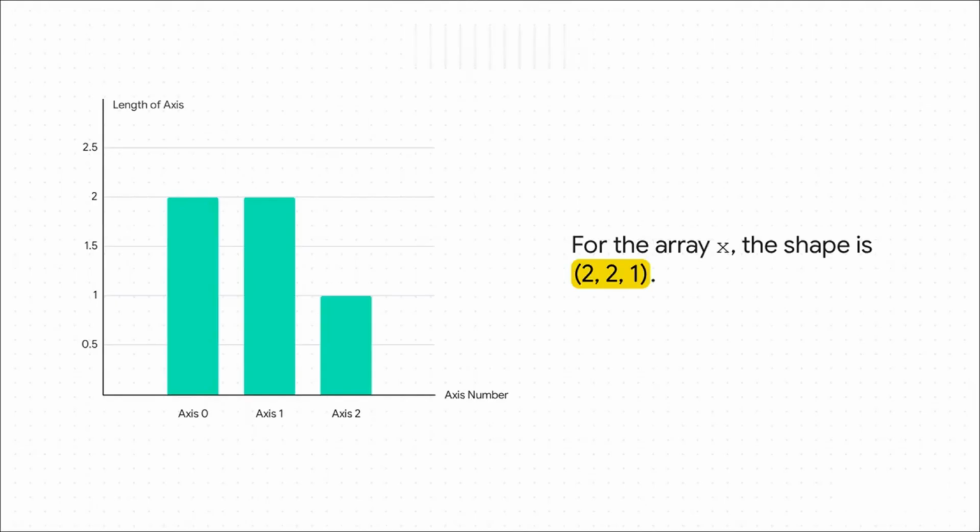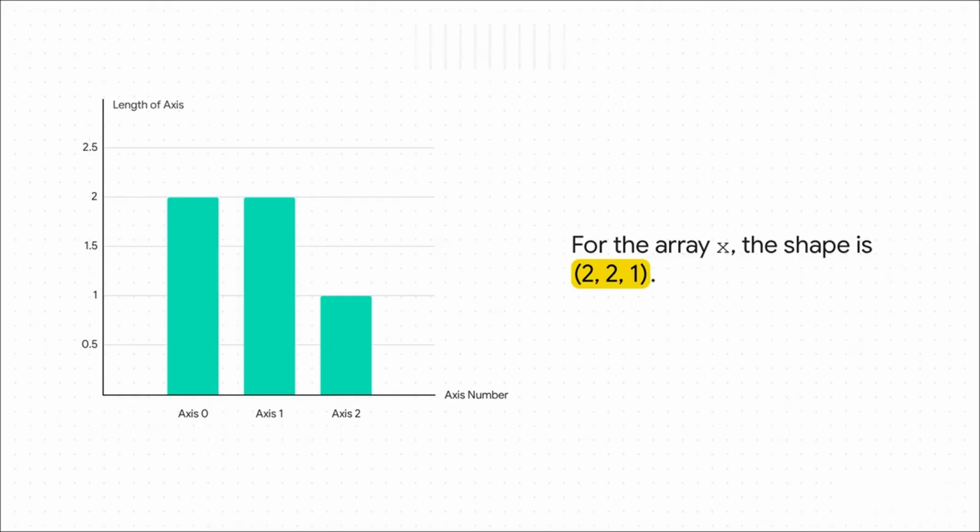Step 1. Look at the outermost bracket. How many things are inside? We see two main blocks, right? The block containing 1 and 2, and the block containing 3 and 4. So our first number is 2. Step 2. Now let's just look inside that first block. How many items are in there? 2 lists, 1 and 2. So our second number is also 2.